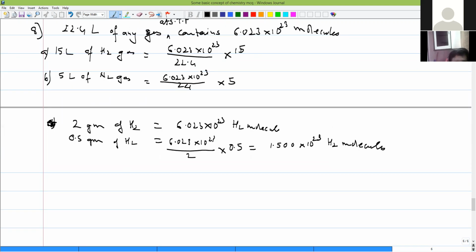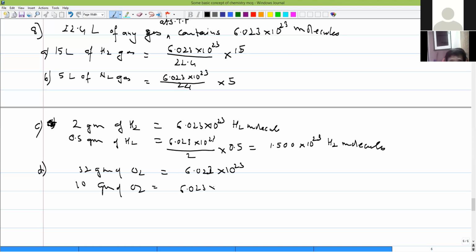ये C answer. और D वाला क्या बोलता है 10 ग्राम ऑफ ऑक्सीजन. 32 ग्राम ऑफ ऑक्सीजन कंटेन दिस मैन, बिकॉज मॉलिक्यूलर वेट ऑफ ऑक्सीजन इज 32, देयरफॉर 10 ग्राम ऑफ ऑक्सीजन विल कंटेन हाउ मच? So that will be equal to (6.023×10^23)/3.2. So that also will be 2×10^23.